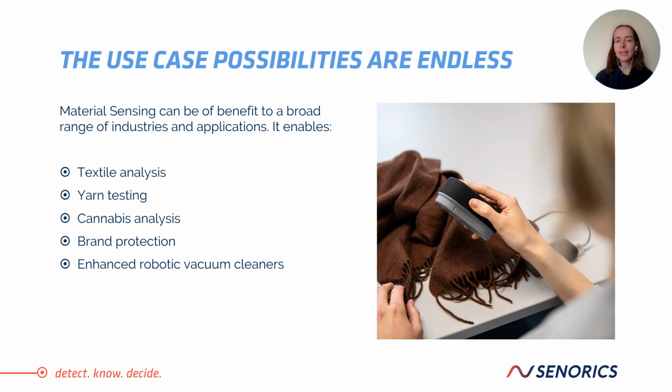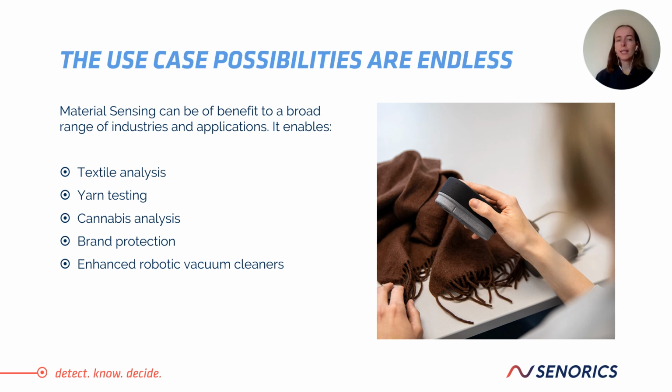Another possibility is yarn testing. Material sensing enables yarn manufacturers to identify and quantify the composition of yarn within seconds. This is important to enable suitable processing and ensure the quality of yarns, as well as of the textiles and fabrics that will be made from it.